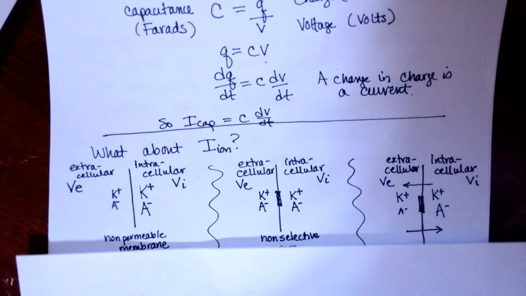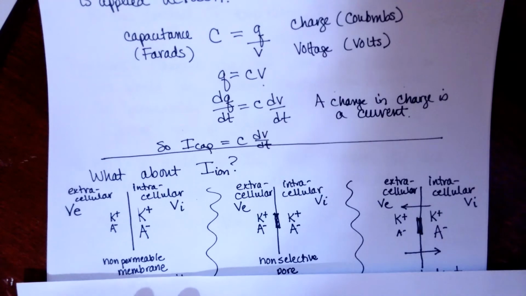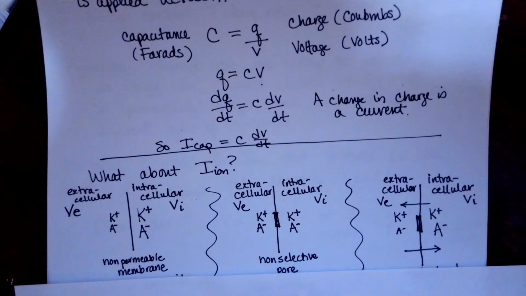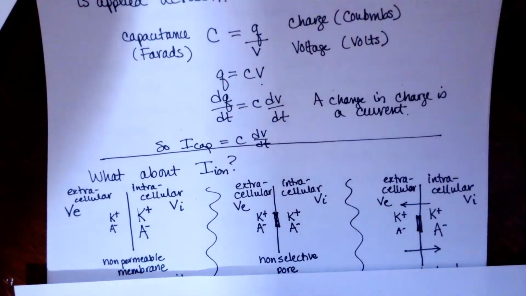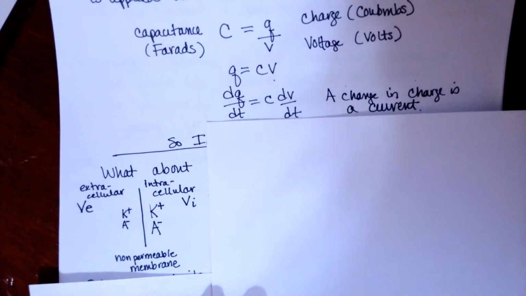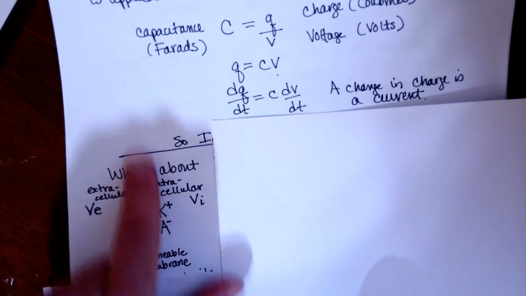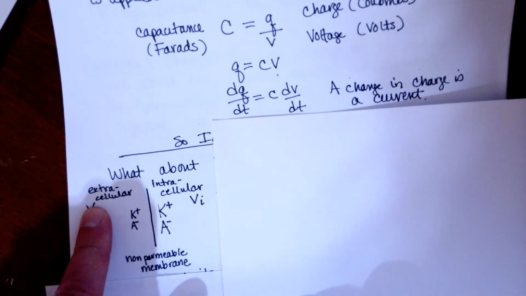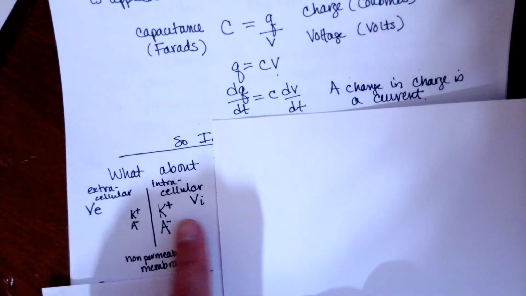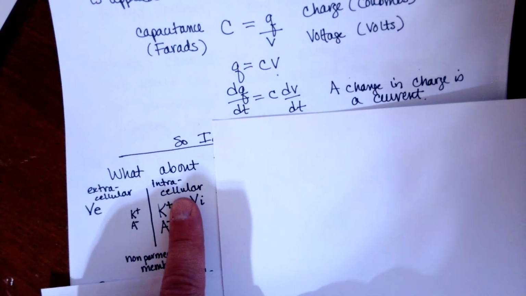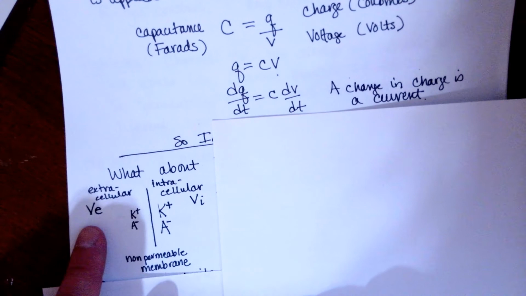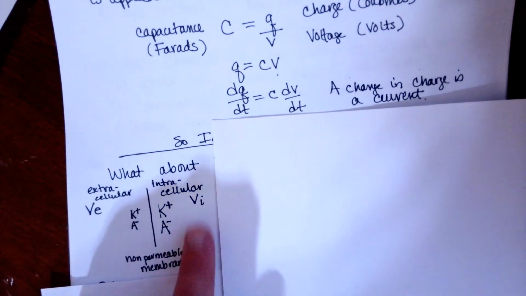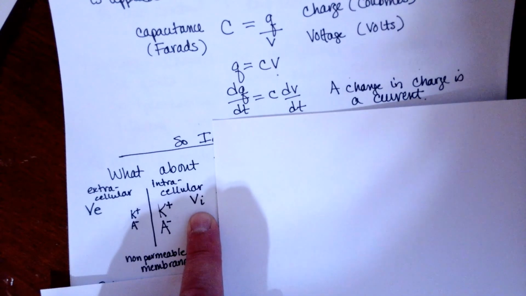Okay, so let's start by thinking about a non-permeable membrane. All right, so we have a membrane that divides extracellular space, the space outside the cell, from intracellular space, the space inside the cell. And we have a voltage, like a potential outside, and we have a potential inside.